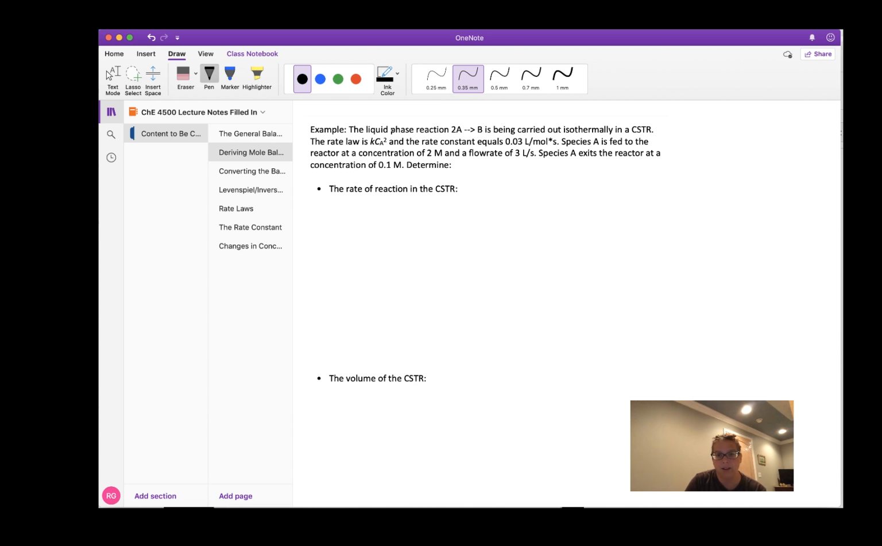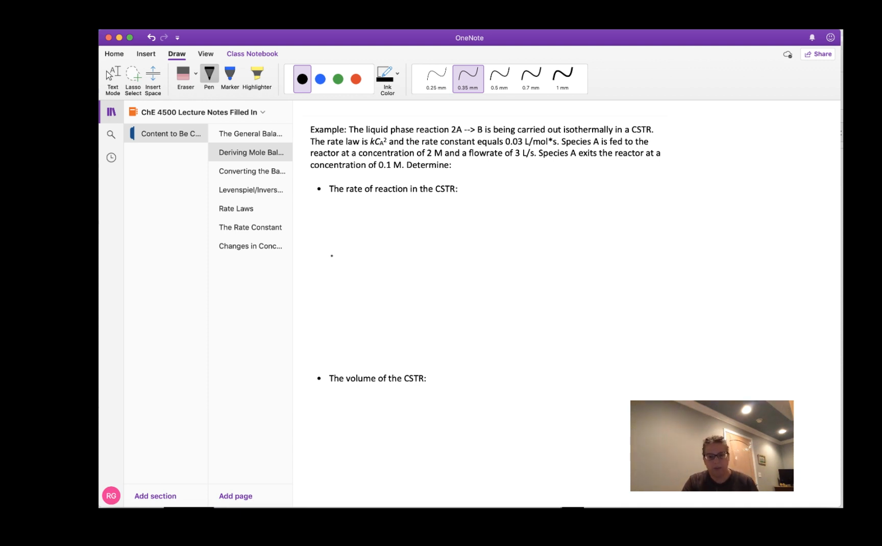The rate law is k times the concentration of A squared. The rate constant k is equal to 0.03 liters per mole per second. Species A is fed to the CSTR at a concentration of 2 molar and a flow rate of 3 liters per second, and species A exits the reactor at a concentration of 0.1 molar. So we need to determine the rate of reaction in the CSTR as well as the volume of the CSTR.